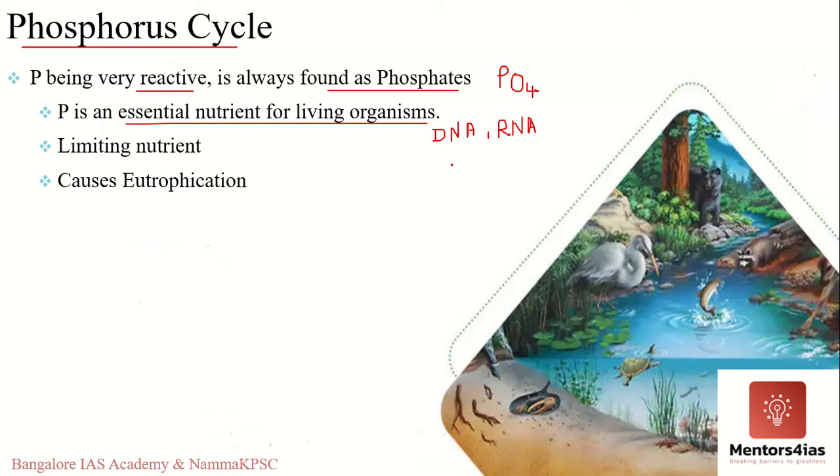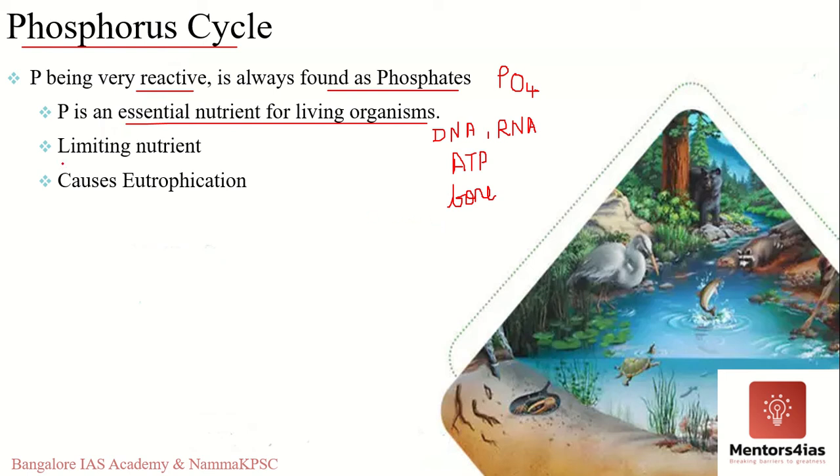Apart from that, I'm pretty sure you would have heard of ATP, adenosine triphosphate, that is energy for your cells. There also you have phosphate. In all organisms which have a skeletal structure, calcium phosphate forms the supportive components which are important for our bones. So it forms an essential nutrient for our living organisms.